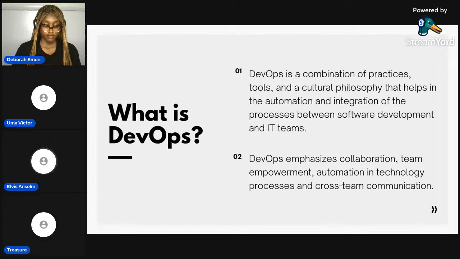So DevOps emphasizes collaboration, team empowerment, automation in technology processes, and cross-team communication. And going forward, you'll see this is the entire concept of having a culture in the practice of DevOps, which emphasizes communication and collaboration. Because you really cannot be productive or successful in deploying upgrades and improvements to your product if there's no proper communication between the different aspects of your team. And this is where DevOps comes into play.